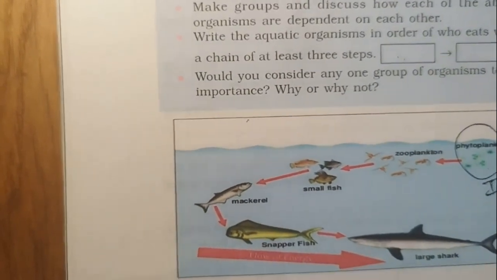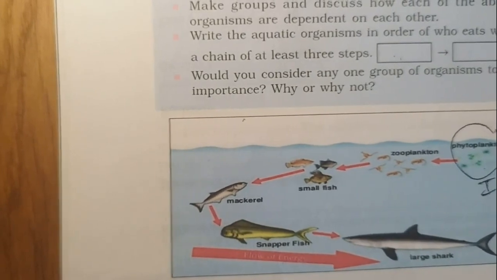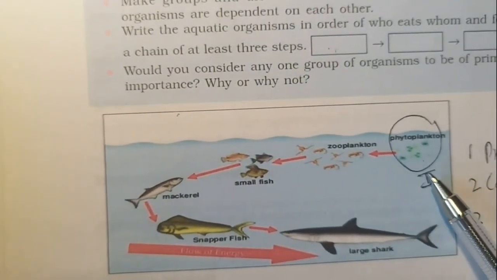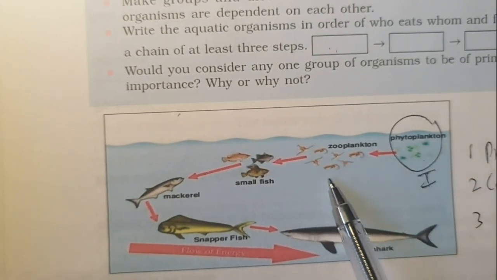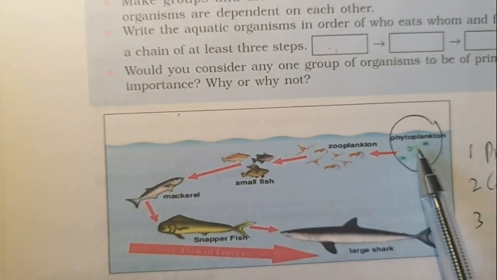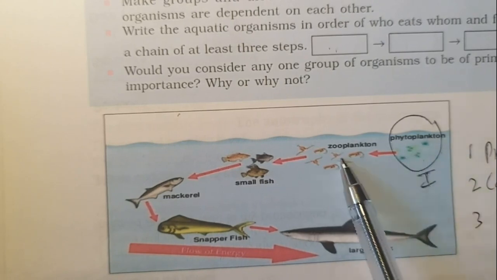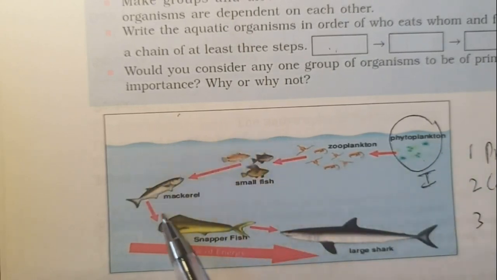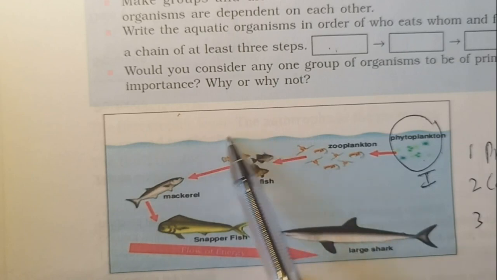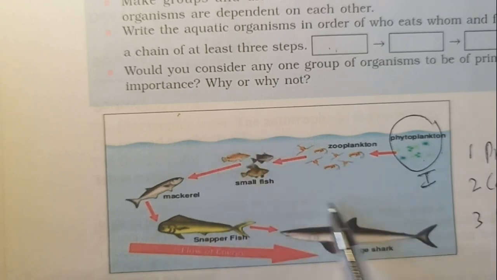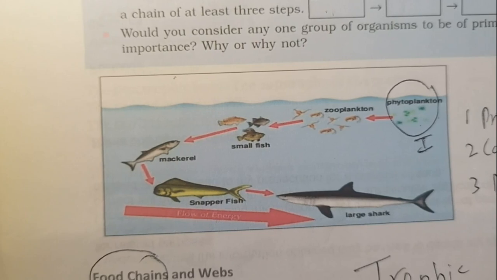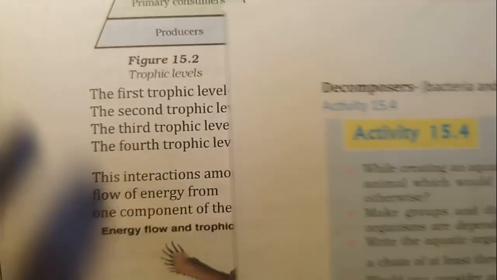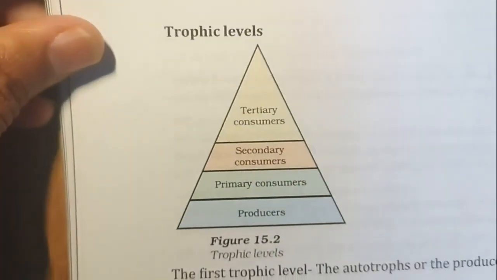So this diagram is important actually. These are the producers, so first trophic level. Then the herbivores that feed on producers, on the plants, that's the second level. Small carnivores will be third level, and large carnivores will be fourth level. So these are the trophic levels, and I explain it again.